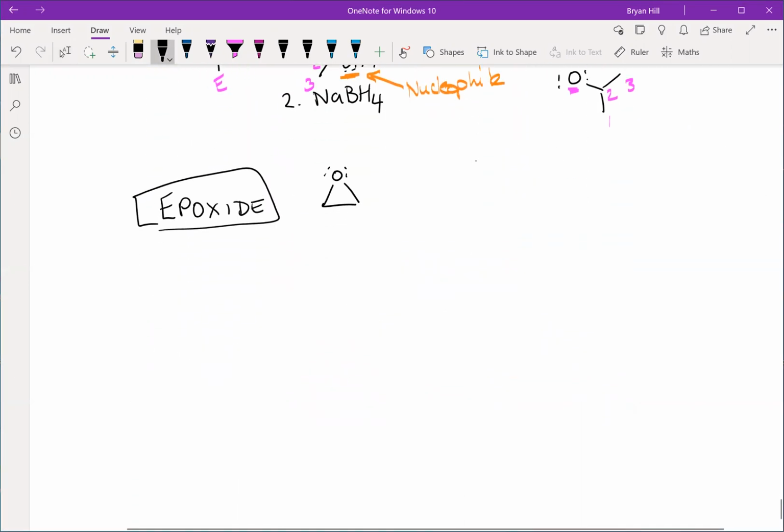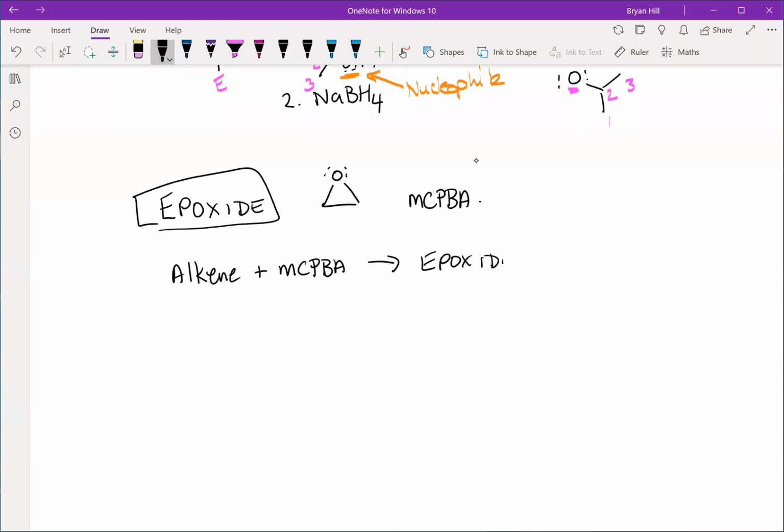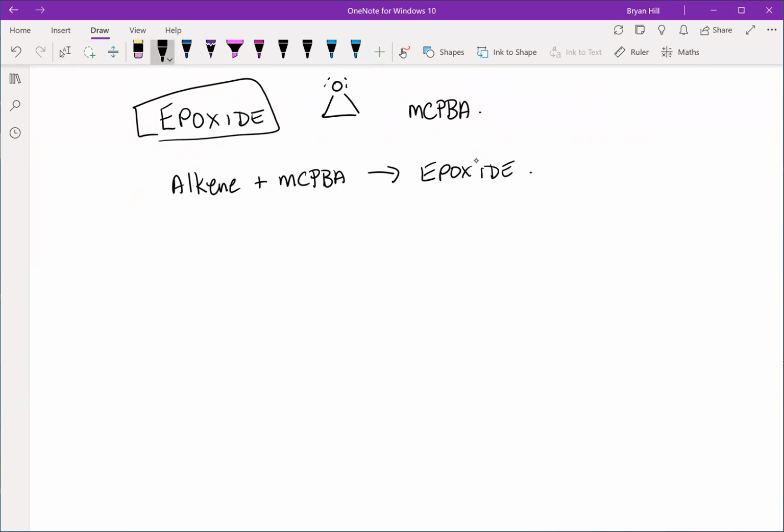Now the epoxide. So we know how to make epoxides by MCPBA, right? So alkene plus MCPBA goes to epoxide. So for example, my favorite example.